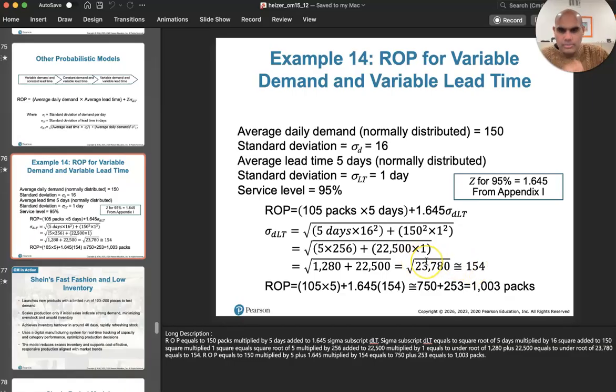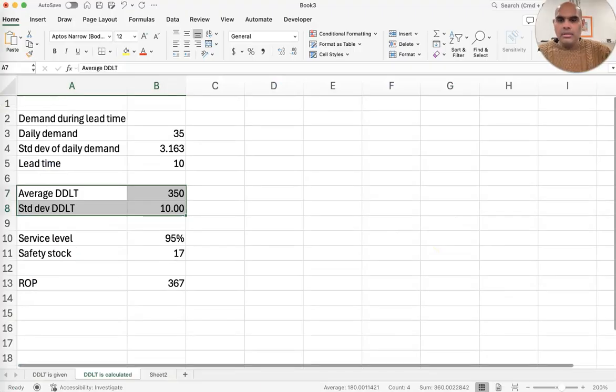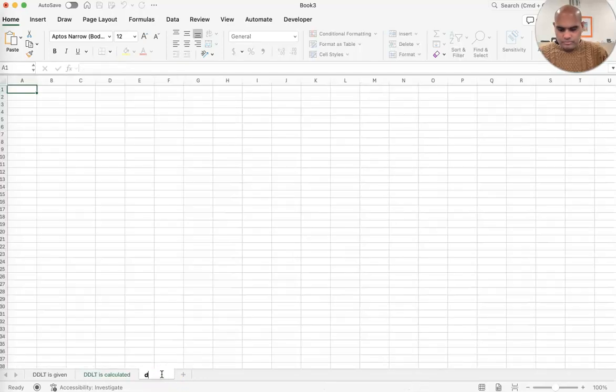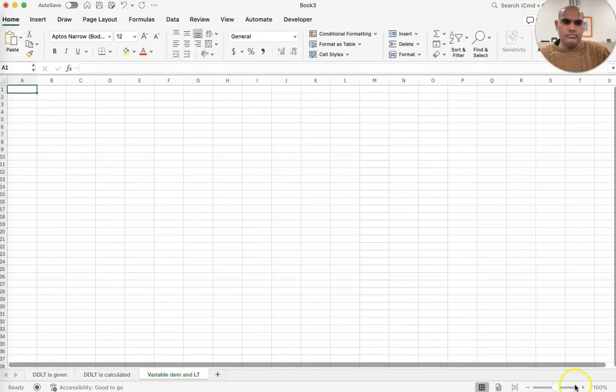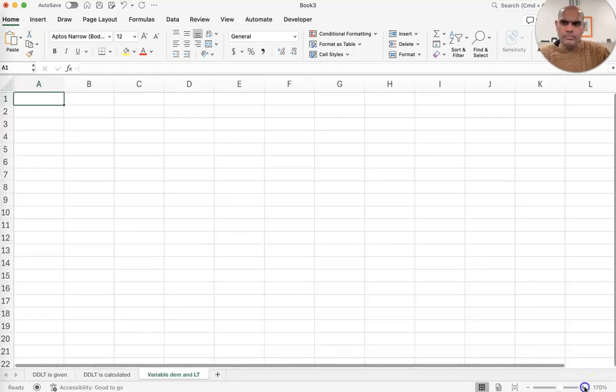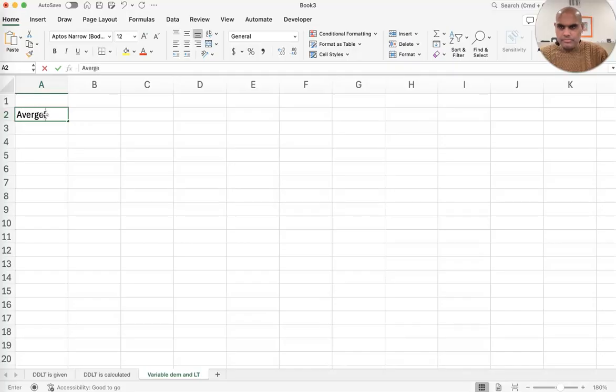So actually, let's do this calculation in Excel, right? So variable demand and lead time, right? Okay, so make the font bigger. Say average demand, average daily demand.